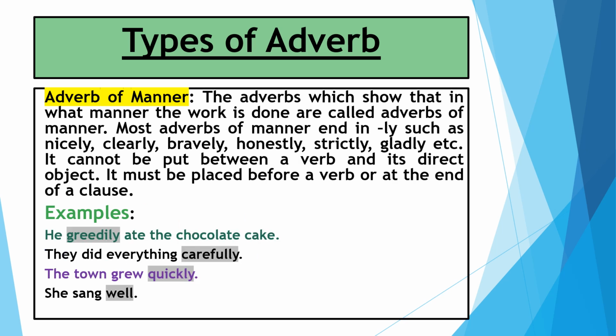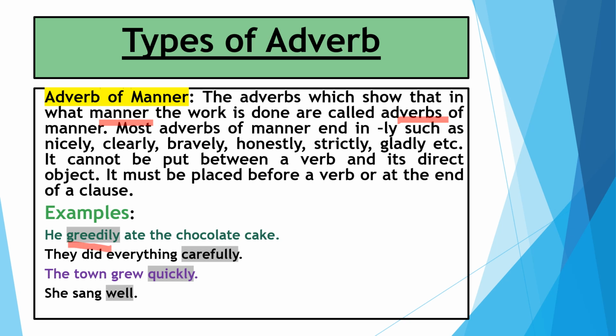Moving on to adverb of manner. The adverbs which show in what manner the work is done are called adverbs of manner. How the work is done. Simply remember, how is the work done? When you have the answer to this question, then you automatically get the answer of adverb of manner. He greedily ate the chocolate cake. How did he eat the chocolate cake? So you will get the answer of adverb of manner.